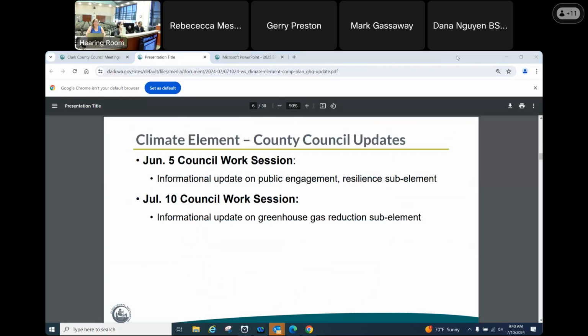So we were last before you to give you an update on the climate element about a month ago on June 5th, and we were focused on where we were at with public engagement and talked about the resilience sub-element. So we are back today to continue that informational update on the greenhouse gas reduction sub-element. So a lot of this is just sharing information with you. We don't have any specific questions or guidance that we need at this point, but we want to make sure we are bringing you all along with us as we work through the steps in this process. Next slide.